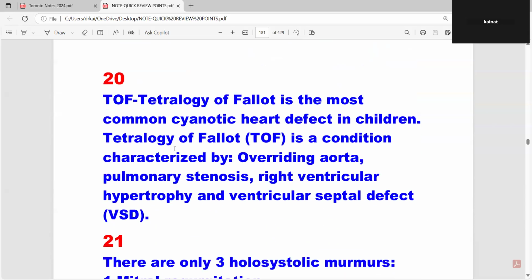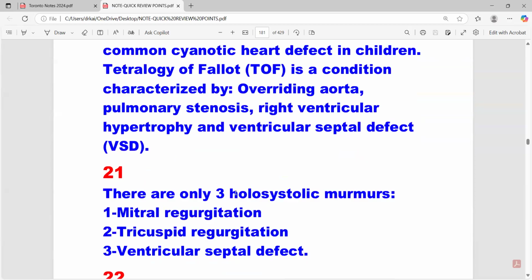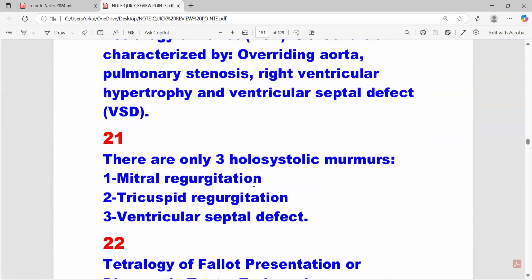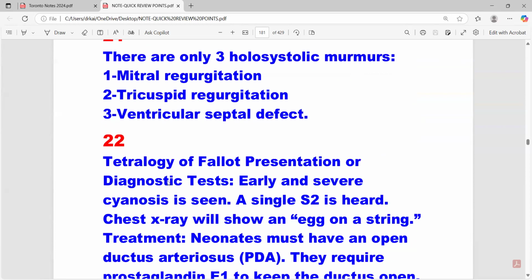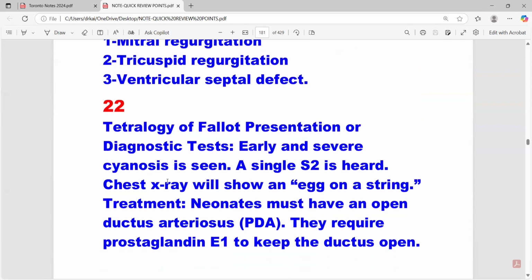Then we were talking about the tetralogy of Fallot. It mainly comes with overriding aorta, pulmonary stenosis, right ventricular hypertrophy, and then ventricular septal defect. There are only three holosystolic murmurs. What are those? Mitral, tricuspid, and then ventricular septal defect. Tetralogy of Fallot presentation: early and severe cyanosis is seen. It's an egg on a string on the X-ray.